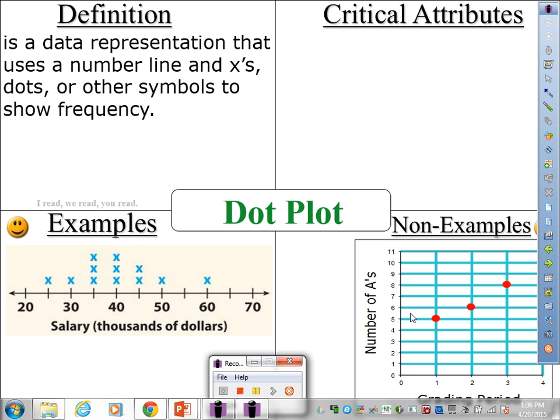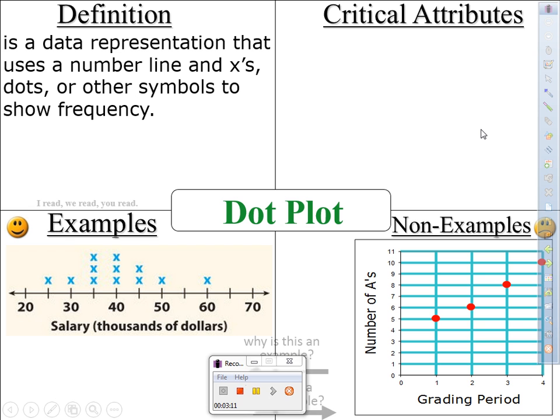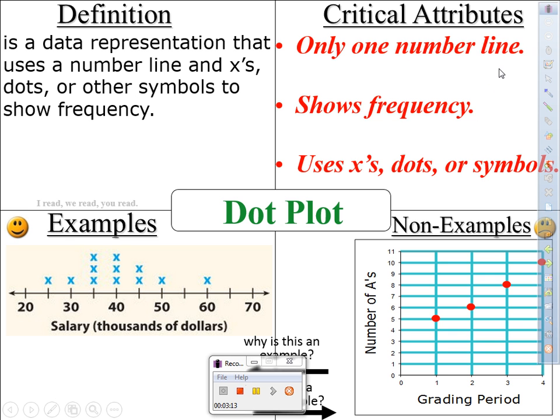So yeah, that is correct. This is more like a coordinate plane because it's got two different axes. It's got the X and the Y. This one only has one number line. Therefore, the most important thing to remember about dot plots is that they have only one number line, show frequency, and use X's, dots, or symbols. Copy that, please.